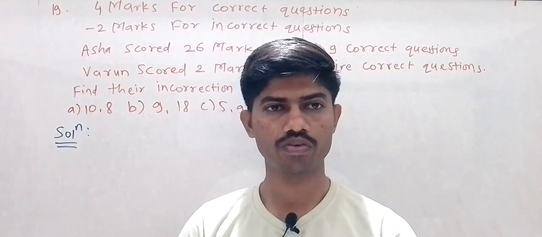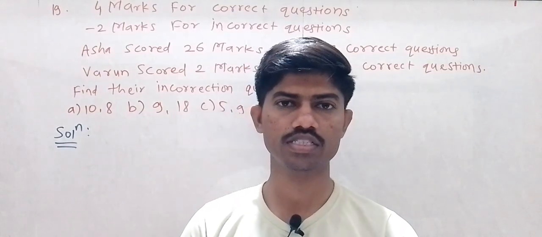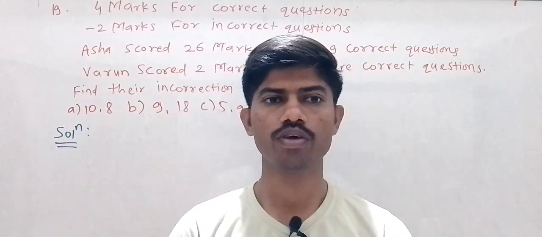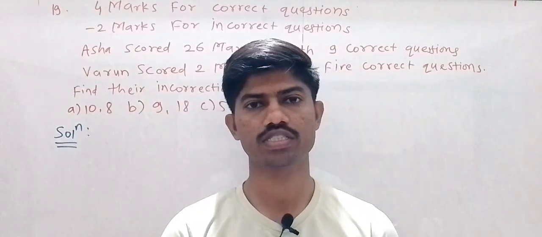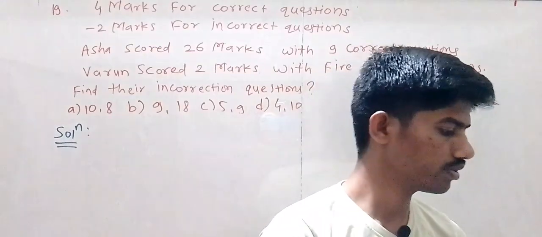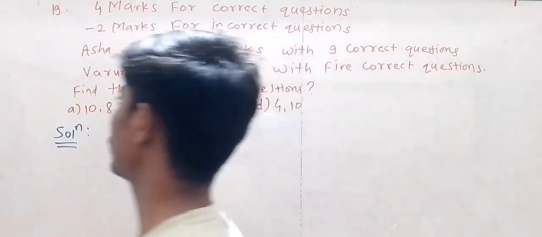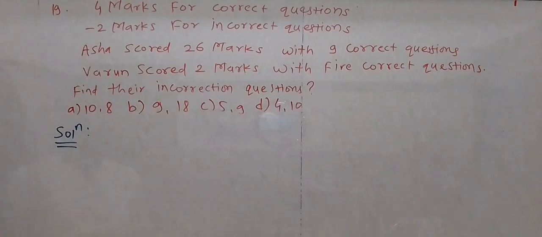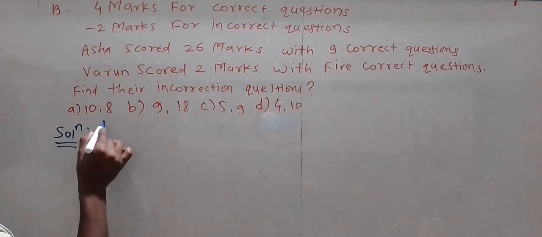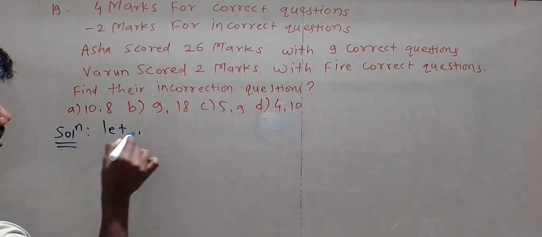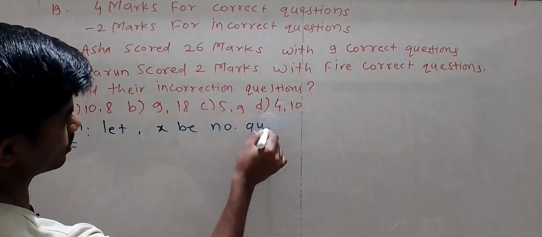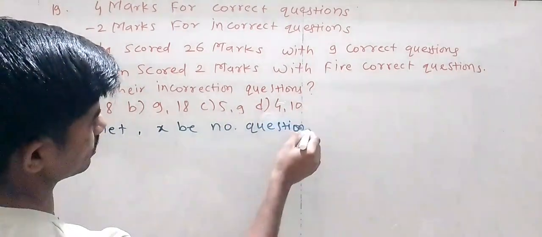So we have to identify how many questions they have attempted incorrectly. Before that, we have to find the number of questions in the test. So we are going to solve this one. Number of questions we have to find. Let x be the number of questions in the examination.